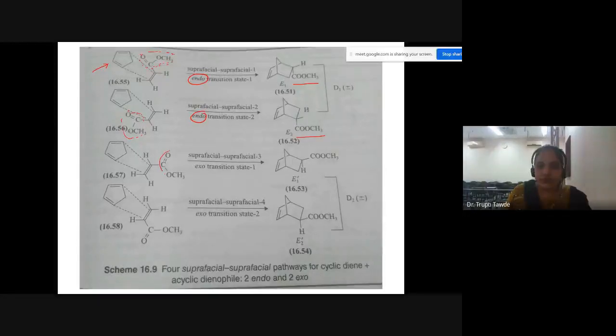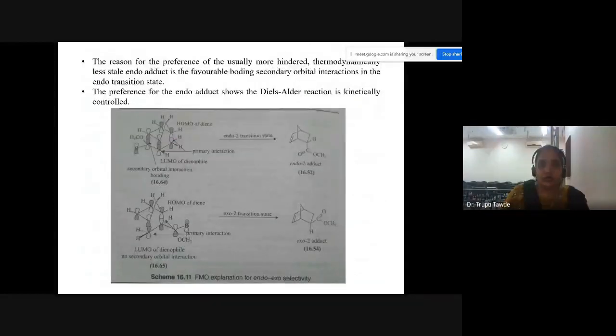When this is away from the dine, either it is up or it is down, it is giving me 2 exo product. Okay, so supra is giving me 2 exo and 2 endo products. Now what the Alder's endo rule says कि ये जो endo product form हो रहे हैं ये दो, these are the preferred product compared to the exo. Now why this happens, understand. Now you can see ये जो orbitals है ना, ये चार जो दिया है ना, these are your orbitals of the dine and these are your orbitals of the dinophile.